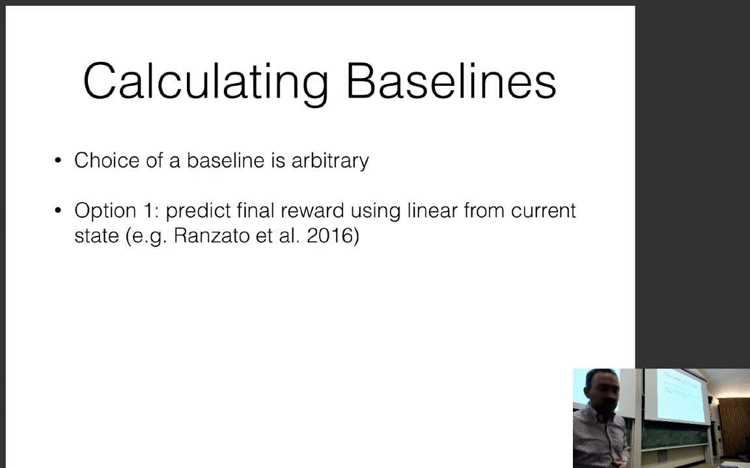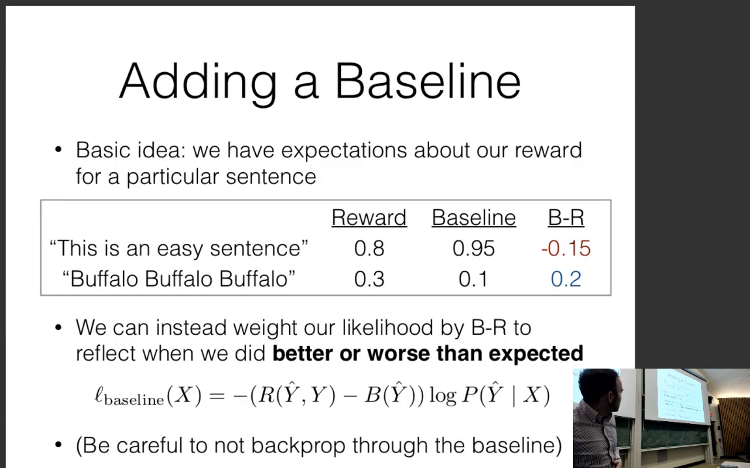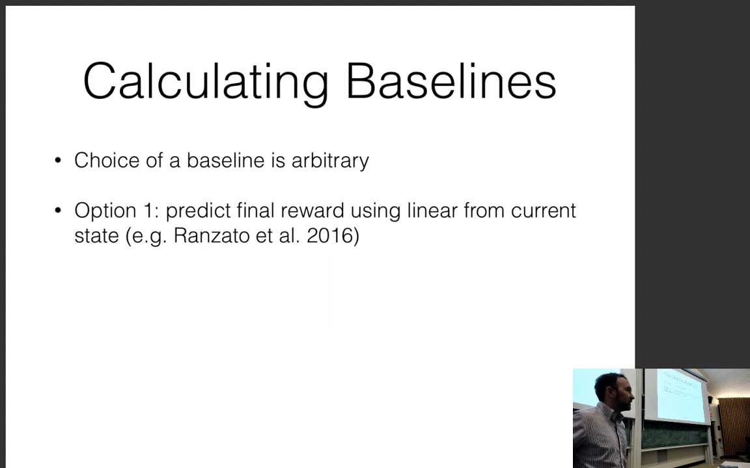So the idea being that maybe the hidden state of "this is an easy sentence" would make it seem like this is a very simple sentence to translate, and the final state of "buffalo, buffalo, buffalo" would make it seem like this is a very hard sentence to translate. You can also do this on an action by action basis. So for example, you could have the decoder hidden state predict for each action what reward you would expect. And that's what they do in this paper.